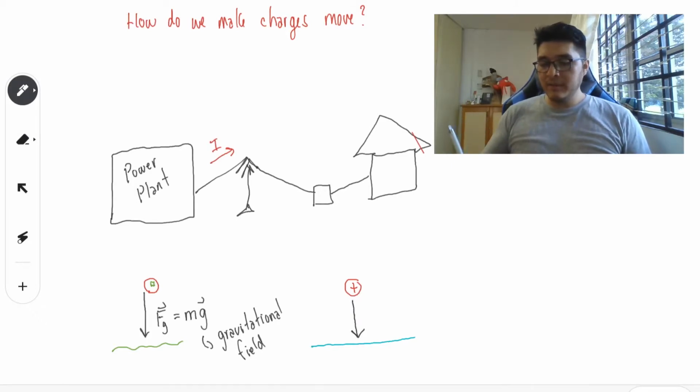There has to be a force to make it move. We're going to call this the electric force. But just like before, instead of mass, we're going to talk about the charge. And instead of the gravitational field, we have the electric field. Do you see the similarity in the formula?